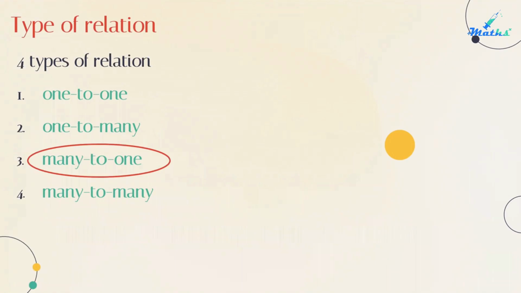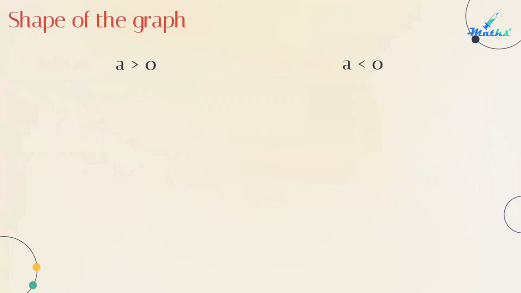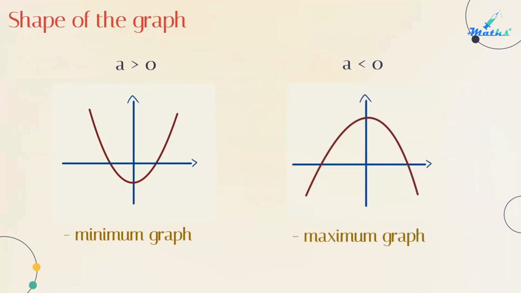And what does a many-to-1 relation look like? It will look like this. 2 objects share one image, and the graph will look like a smiling graph. Next, shape of the graph. If a is greater than 0, the shape of the graph will look like a smiling graph, or we call it a minimum graph. If a is less than 0, the shape of the graph will look like a sad face graph, or we call it a maximum graph.